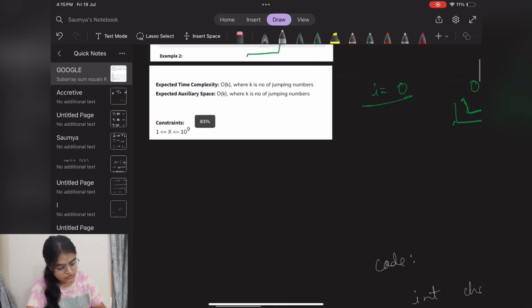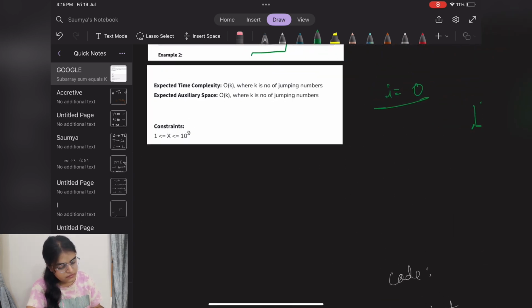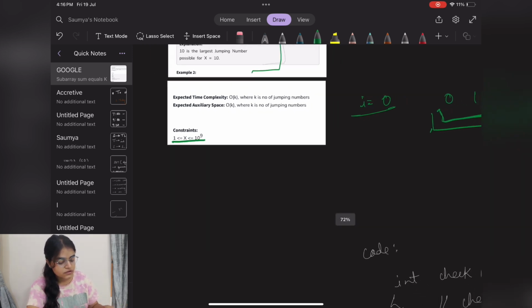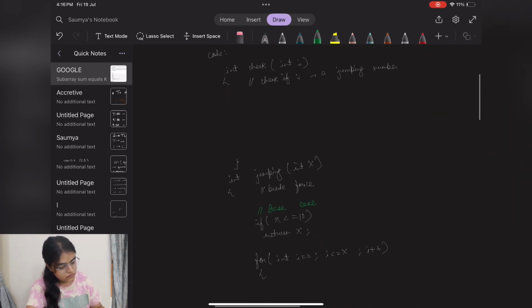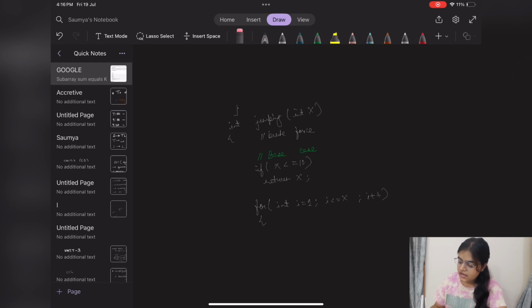Let us see the constraint. The constraint here is given that x will not be 0; x will be greater than or equal to 1. So let's not include 0. Let's start it from 1. Int i equals 1, i less than or equal to x, i plus plus.